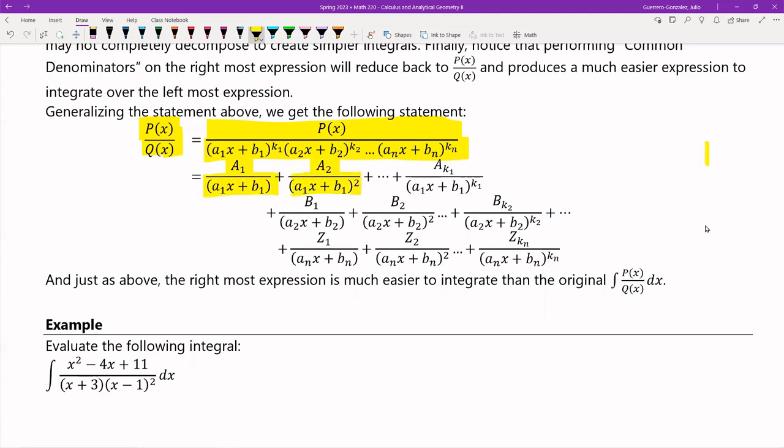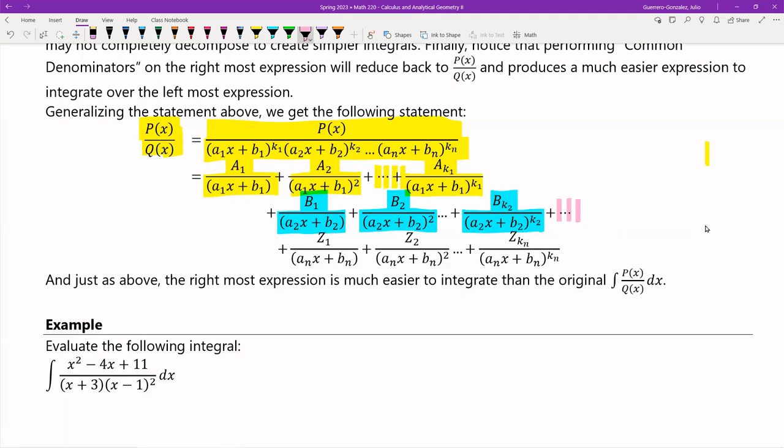There's going to be an A2 for the squared term, dot, dot, dot. A sub K for the kth term, because the multiplicity for that first term is K. So each one of the powers gets its own special A. And then we move on to the next one. So it'd be B1 to the single power, B2 to the single power, Bk to the kth power. Does that make sense? All the way down, dot, dot, dot.